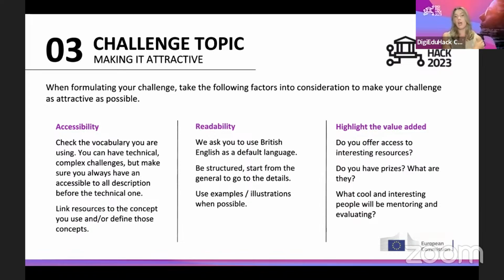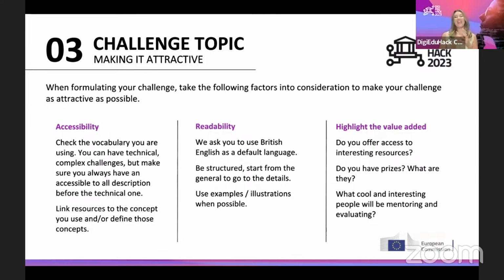It's also a good idea to link any resources that you have, any, let's say, data sets or platforms of that specific tech that you can offer to your participants and so on. So have that with you as well.